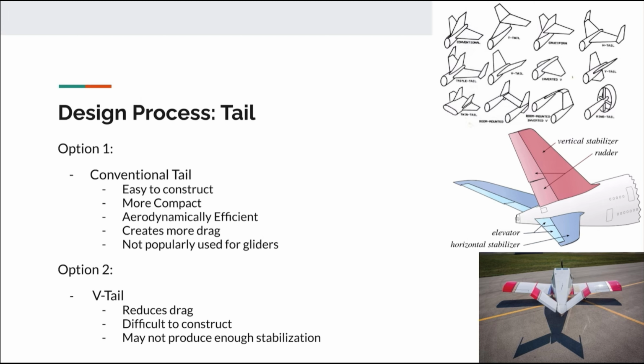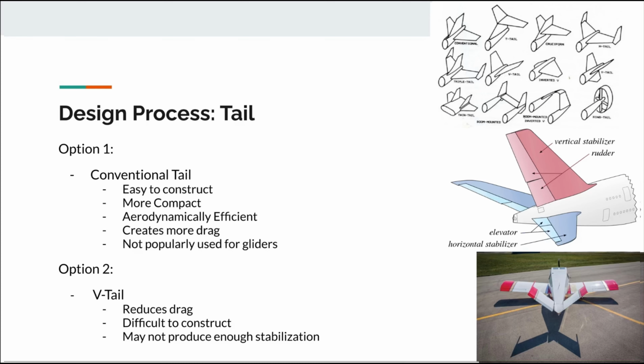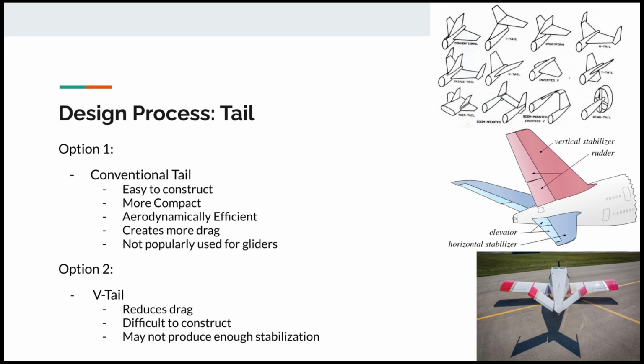Now, I also had to make a decision about which tail I wanted to use. My first option was a conventional tail. These are easy to construct, more compact, aerodynamically efficient, but they create more drag and are not popular choices for gliders. My second option was a V-tail. These reduce drag but are difficult to construct, and they may not produce enough stabilization.